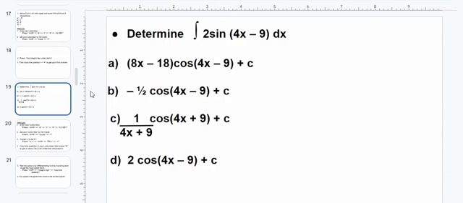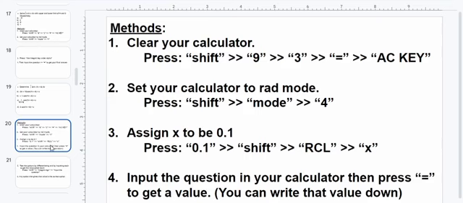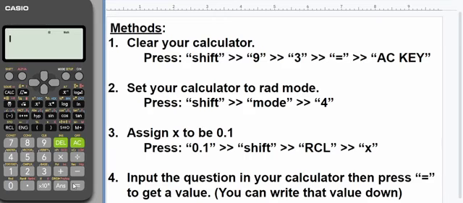But remember I said that all integration questions can be solved using the Casio FS 991 ES Plus calculator, right? So how are we going to solve this? There's another method for this. Let's look at the method. The first one, I said you should clear your calculator. Very important. Yes, it's very important you clear your calculator while doing this.